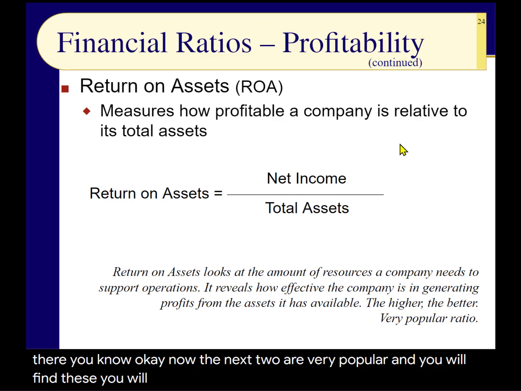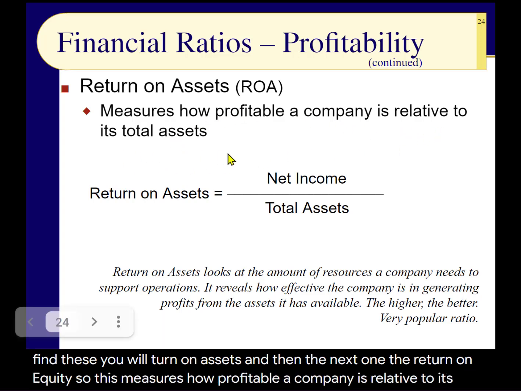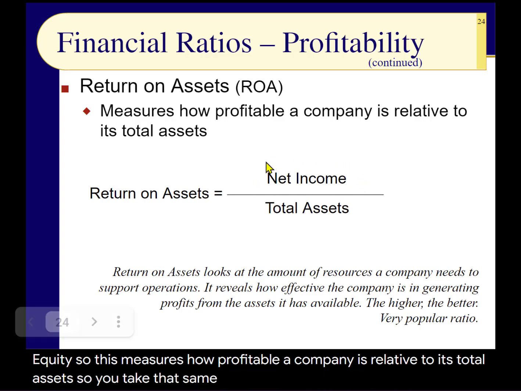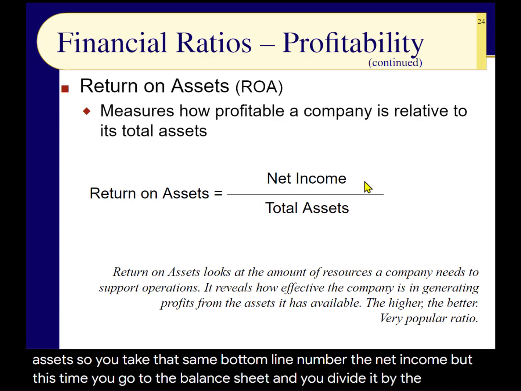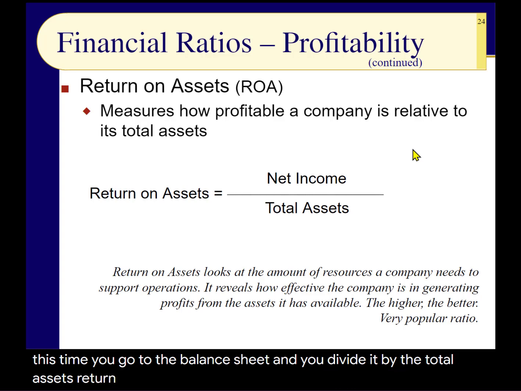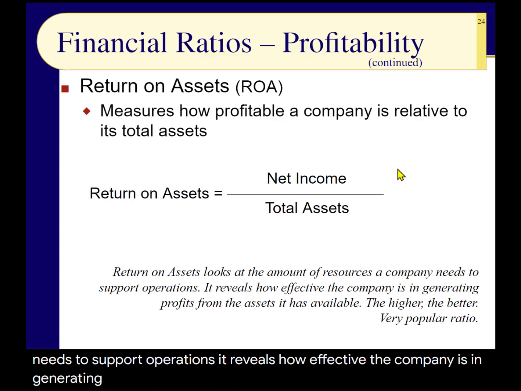online. The return on assets, and then the next one, the return on equity. So this measures how profitable a company is relative to its total assets. So you take that same bottom line number, the net income, but this time you go to the balance sheet and you divide it by the total assets. Return on assets looks at the amount of resources a company needs to support operations. It reveals how effective the company is in generating profits from the assets that it has available to it.